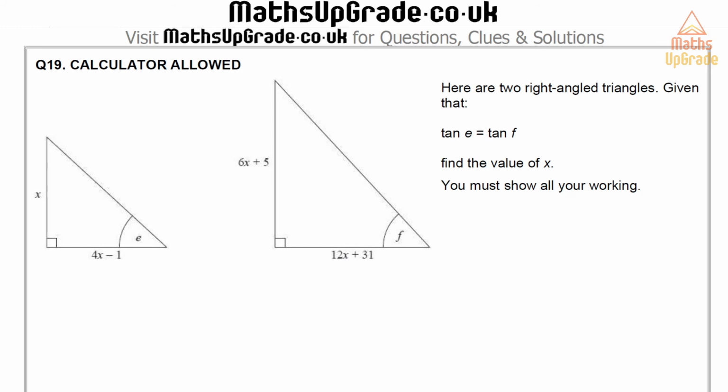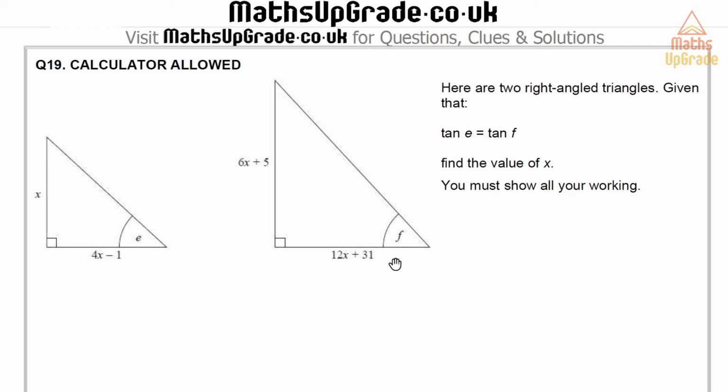Question 19. Here are two right-angled triangles. Given that the tan of E equals the tan of F, find the value of X. You must show all your working. So this question is worth 5 marks. Essentially, I've got two different right-angled triangles.